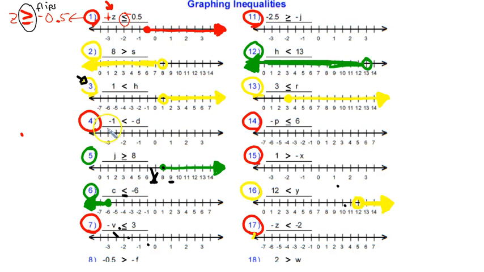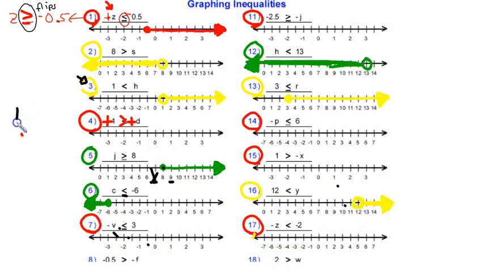Okay, so number 4, again, we have a negative with our variable. What we're going to do is change the sign of both sides of the inequality. So d will now become a positive, and then it says -1. Well, then we're going to change that sign to a positive 1. All right, now we're going to flip the inequality right here. So instead of less than, we have greater than.